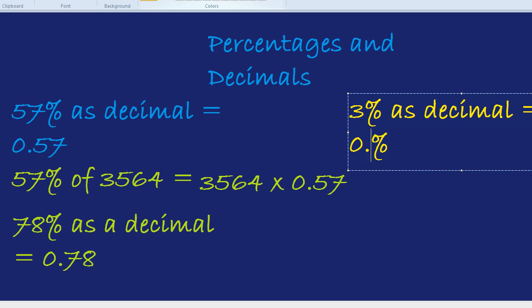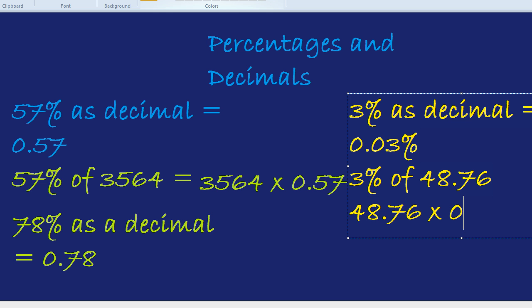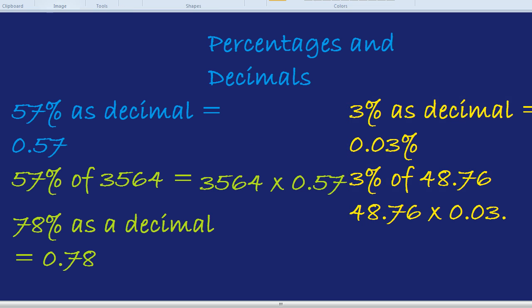So 3% is actually 0.03. In other words, if we had a calculator and we wanted to find 3% of £48.76, we would do £48.76 times by 0.03, and that would give us 3%. We'll do a couple more hard ones, and then we'll leave it for today.